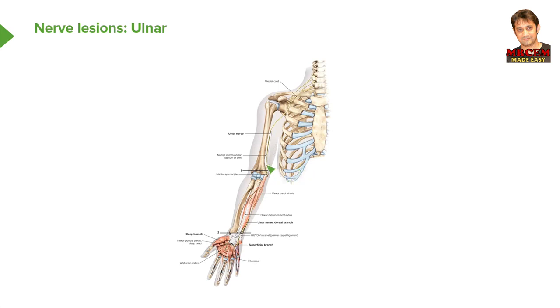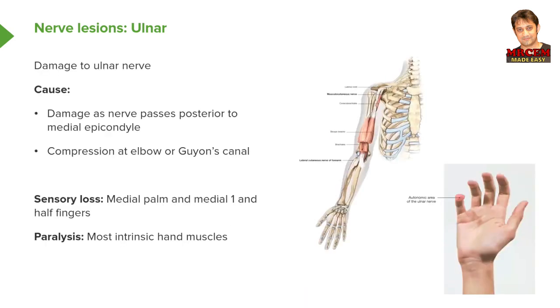The ulnar nerve passes close behind the medial epicondyle of the humerus, and then it runs again within the anterior compartment of the arm alongside the radial artery. It doesn't pass through the carpal tunnel, but it runs superficial to the flexor retinaculum in Guyon's canal, or the ulnar canal, to go and supply some muscles within the hand. But damage to the ulnar nerve, and this can be as it passes posterior to the medial epicondyle, a likely place, or compression at the elbow or Guyon's canal, can lead to damage.